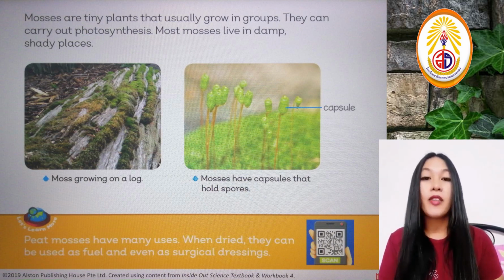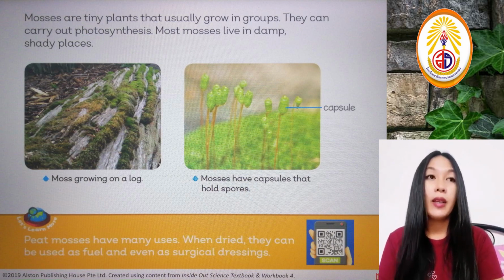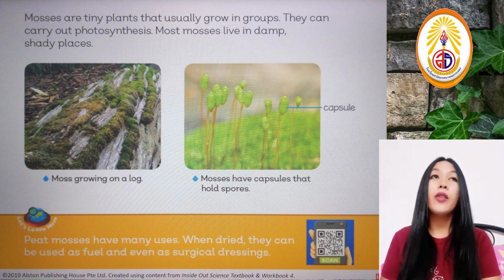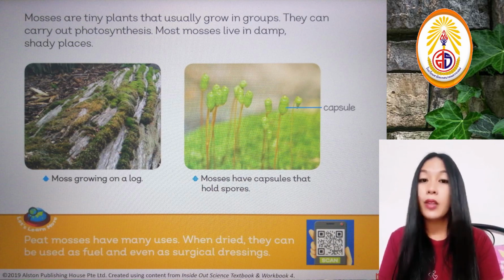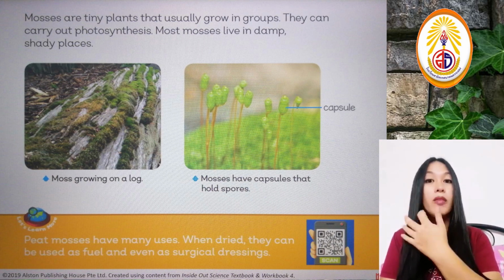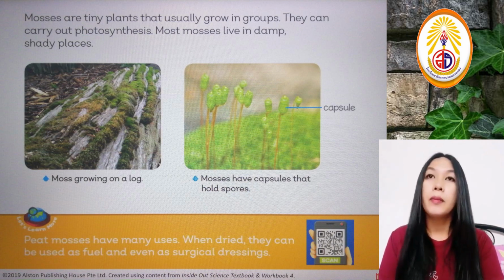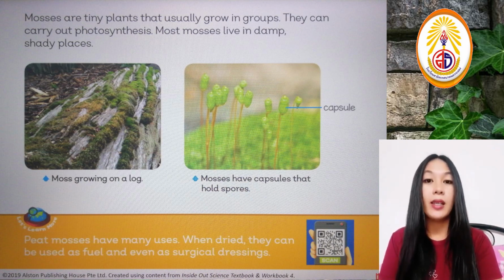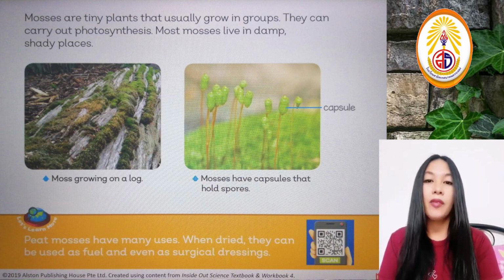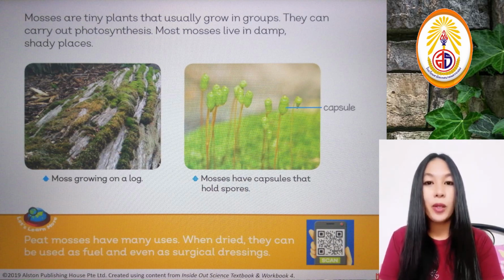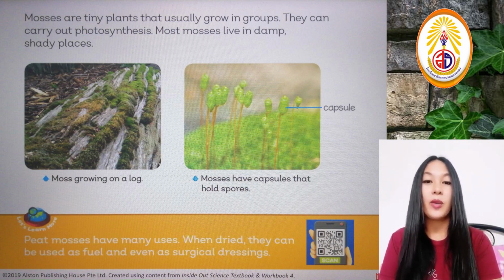Okay, so that is it for today, guys, for both flowering and non-flowering plants. Know that flowering plants are those plants that have flowers, and non-flowering plants are those plants that do not have flowers. Examples of flowering plants are roses, sunflowers, and the like. And non-flowering plants are ferns, mosses, and conifers. So let's go to your workbook and let's see if you can answer a few of the questions there.